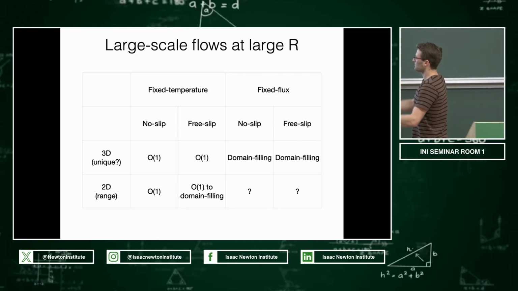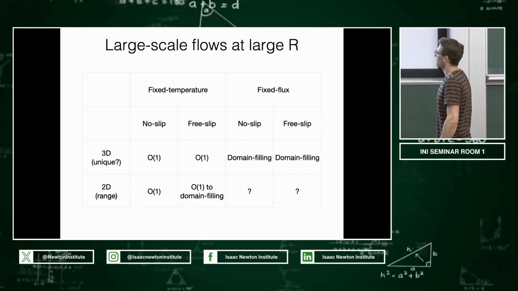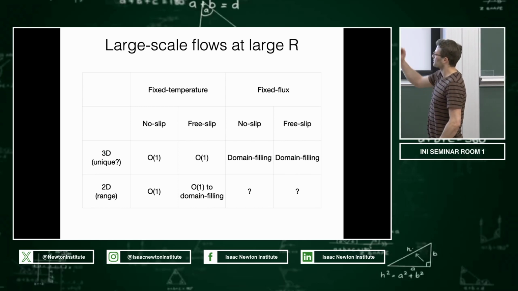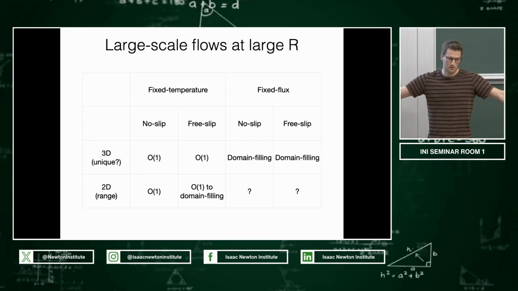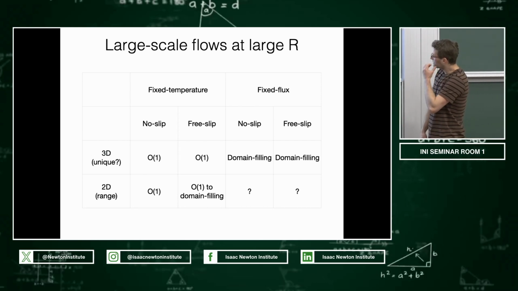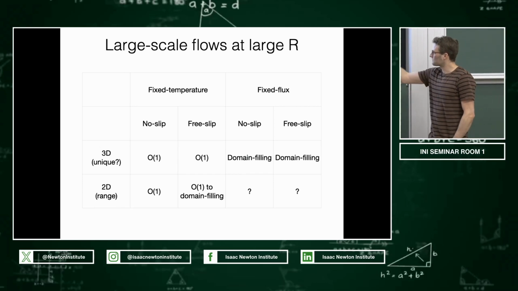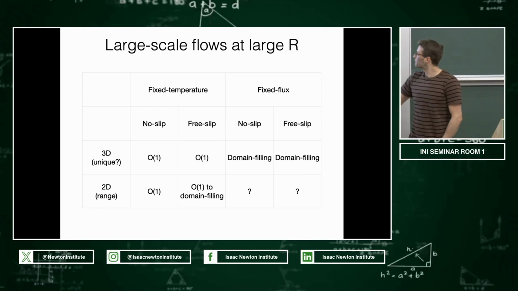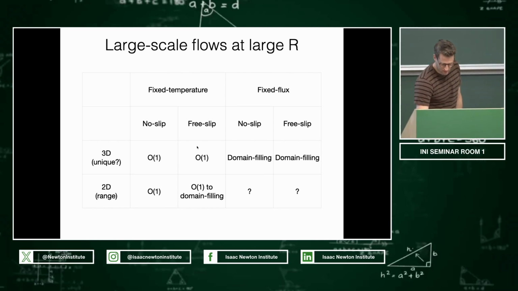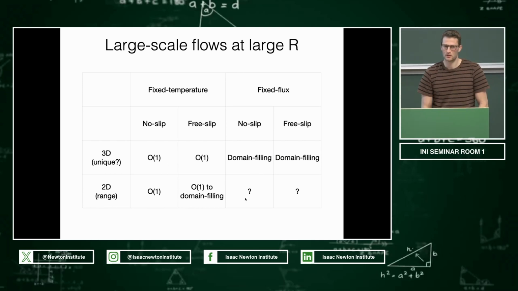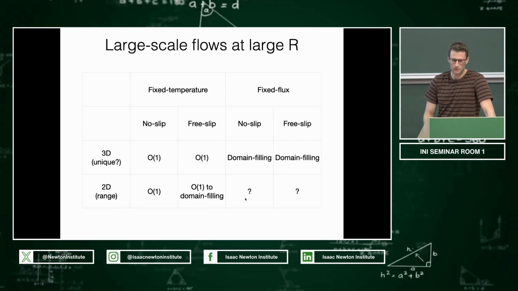So let me summarize what I told you so far. None of this is work that I am involved with. In 3D, where the selected scale might be unique, right? With fixed temperature, you have order 1 structures. With fixed flux, you have domain filling structures, at least up to the size of domain that has been studied. In 2D, where you have a range of selected scales possible, with fixed temperature, what you can get depends on the velocity boundary conditions. With fixed flux, well, that data was not available. I particularly was wondering what would happen in the fixed flux no slip case, because in 3D, that's where you can get this large structure despite having no slip boundary conditions.